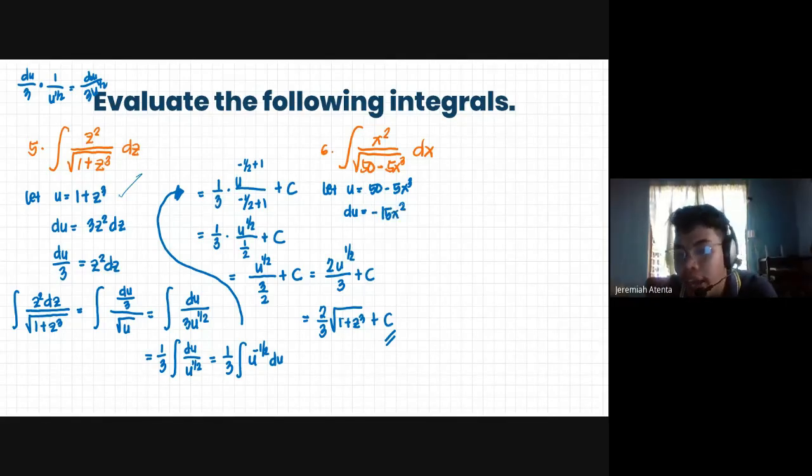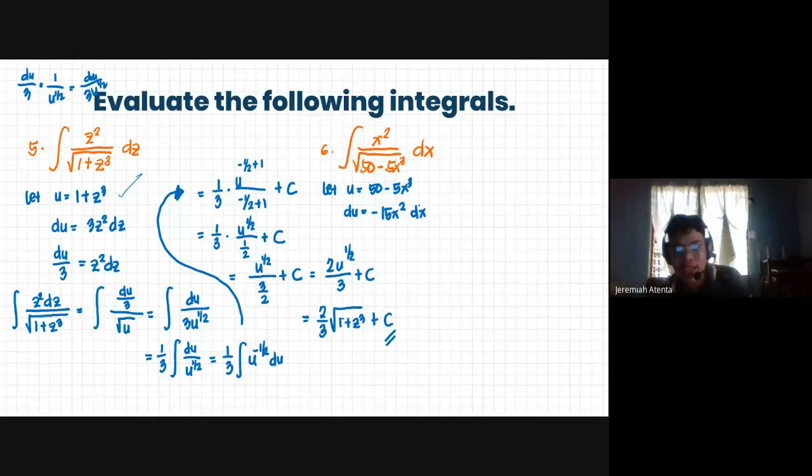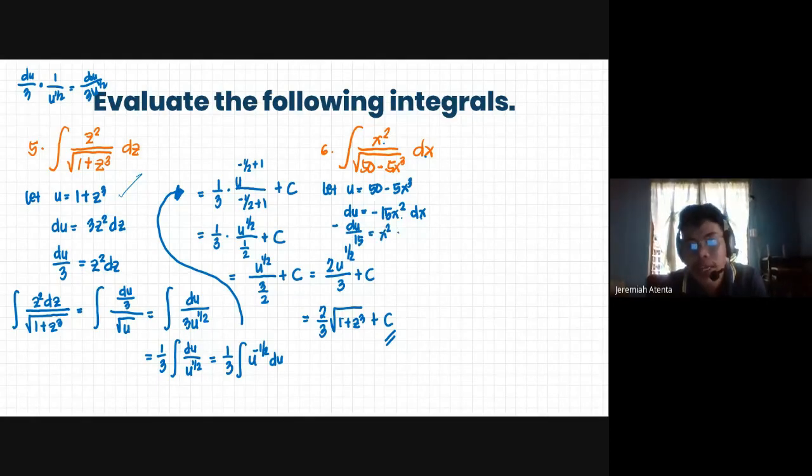Are you still there, guys? Tama. Now, what do we need? dx pala. Don't forget dx, para makita nyo yung kailangan nating i-substitute. We only need x squared dx. Tama? x squared dx, nandiyan na siya. So, we need to divide both sides by negative 15. So, we will now have negative du over 15 equal to x squared dx.